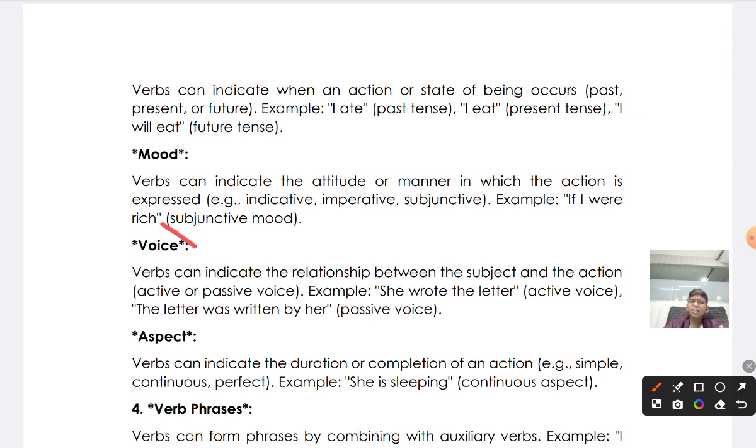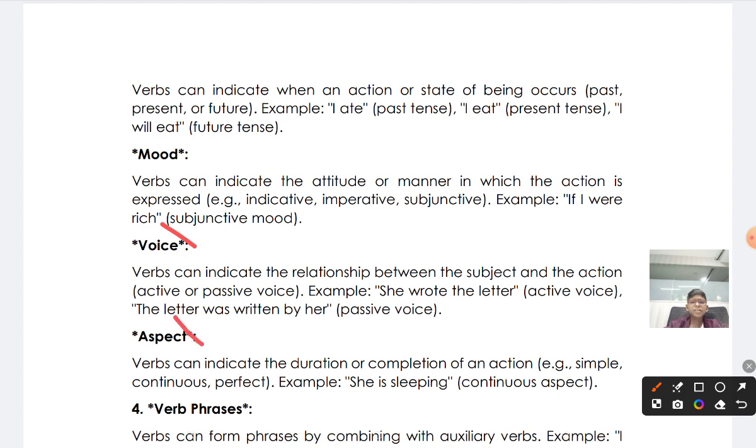Example, she wrote the letter. That is an active voice. It means she is saying it directly. The letter was written by her. It's a passive voice. So, aspect.